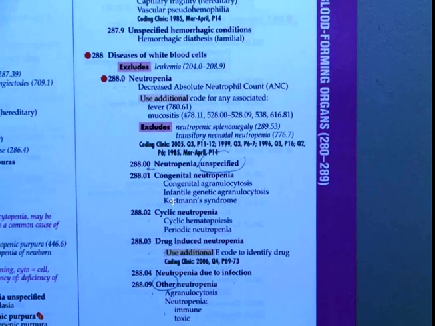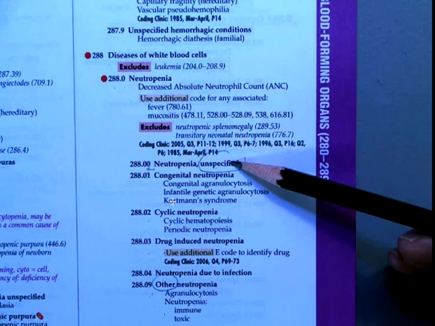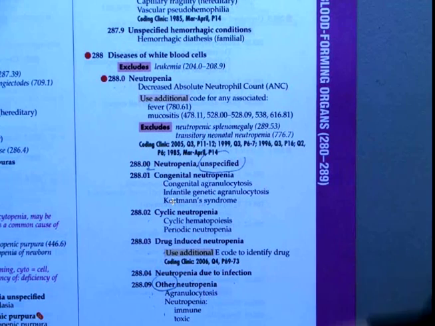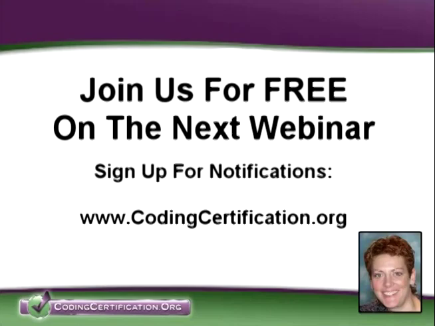Okay, where the unspecified means the doctor just simply wrote neutropenia. He didn't give, or she didn't give, any other qualifying terms. Therefore, we can't code it as any of these others. We have to code it as unspecified. Okay, so hopefully that'll help clear that up for you.